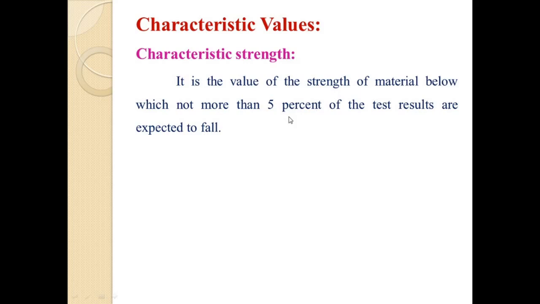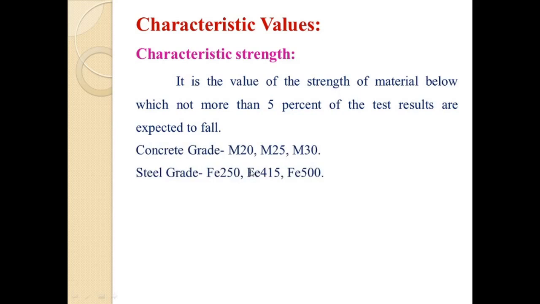Here we can see the characteristic strength of concrete and steel grades. In M20, M refers to mix and 20 refers to the characteristic compressive strength of that material after 28 days when tested under the CTM or UTM. So this is the concrete grade and these are the steel grades. That is the 95% reliability, and only a 5% probability that the actual strength is less than the characteristic strength.